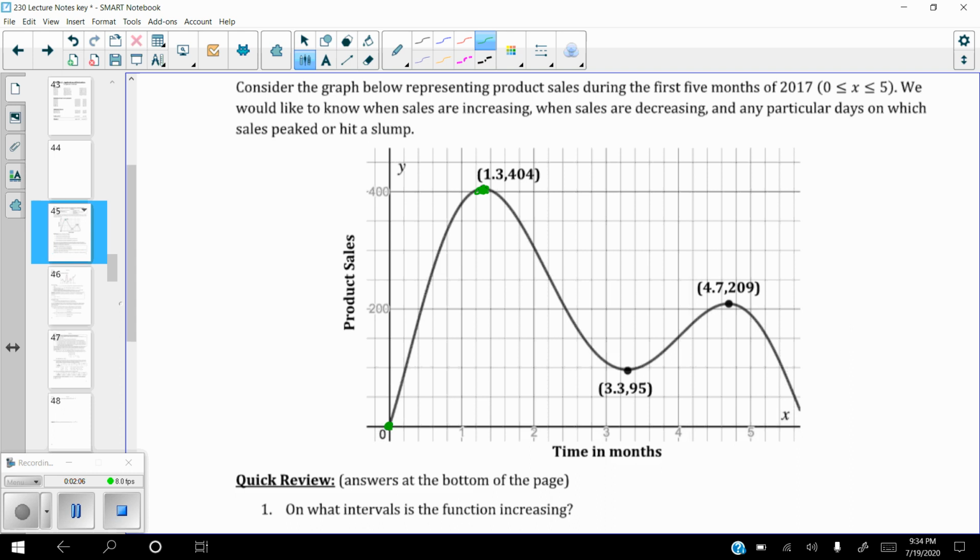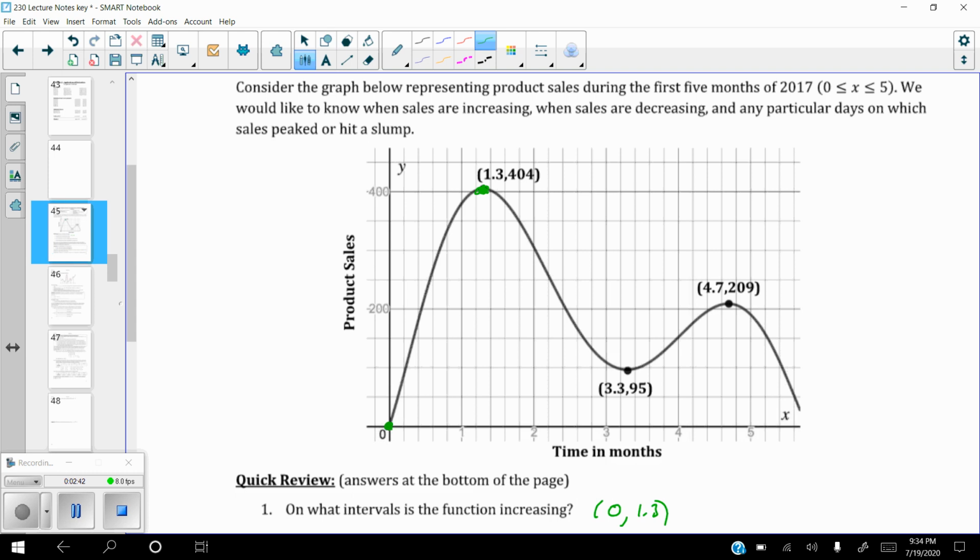A graph is read from left to right, so the product sales keep going up and up and up from 0 up until you get to someplace in between the time of 1 and 2 months. Looks like 1.3 is what they put in parentheses there. So that will be our first interval of increasing. So number 1 here says, on what intervals is the function increasing? Well, it's increasing starting at 0 all the way up until it gets to 1.3.